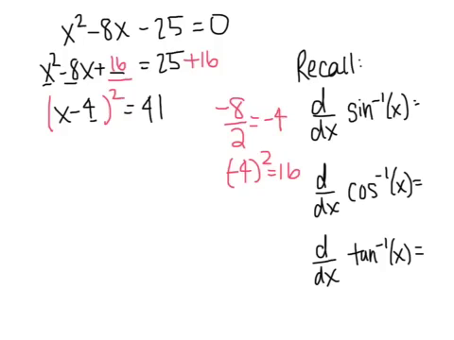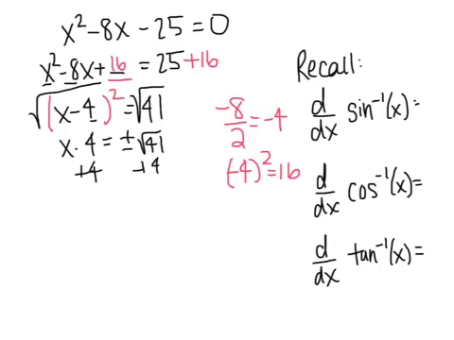So how would we solve by completing the square? We would take the square root of both sides. Don't forget that we'd have a plus or minus there. And then we would add 4, which would give us x equals 4 plus or minus the square root of 41. So we're going to use this technique today to help us to integrate. There's a few other things we need to remember.